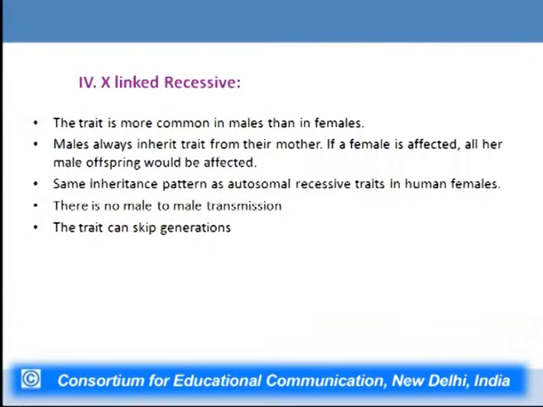The next pattern of inheritance is X-linked recessive inheritance, which again is because of the recessive homozygous condition of alleles which are present on the X chromosome. This trait is more common in males than in females. Males always inherit the trait from their mother. If a female is affected, all her male offspring would be affected. The same inheritance pattern as an autosomal recessive trait can be seen in human females. There is no male to male transmission of X-linked recessive traits, and the trait can skip generations.